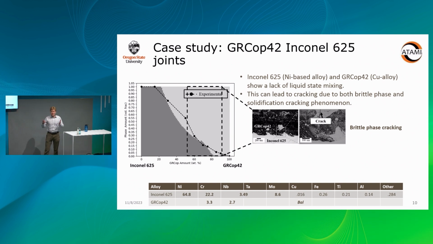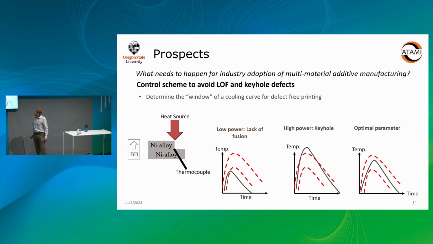Again, yes, we can introduce some general concepts as to where to predict failure, but it's very material specific, and if you're joining Inconel 718 to, for example, aluminum, you could have a whole other set of failure mechanisms.